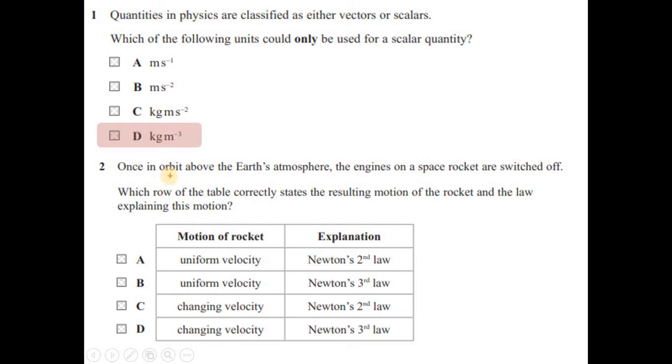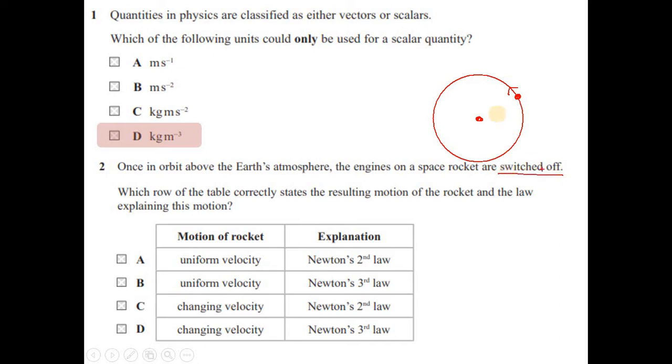Once in orbit above the Earth's atmosphere, the engines on a space rocket are switched off. Which row of the table correctly states the resulting motion of the rocket and the law explaining this motion? So remember, in an orbit, this is the center of the Earth, and this is some space rocket circling around the Earth, and engines are switched off.